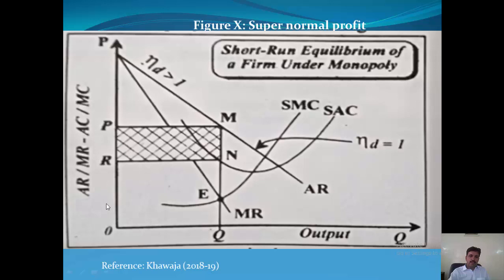Now we see that the price is greater than the cost. So the shaded area is actually the profit. Looking at this diagram, we see OQ quantity will be produced, OP will be the price, and PMNR will be the total profit.